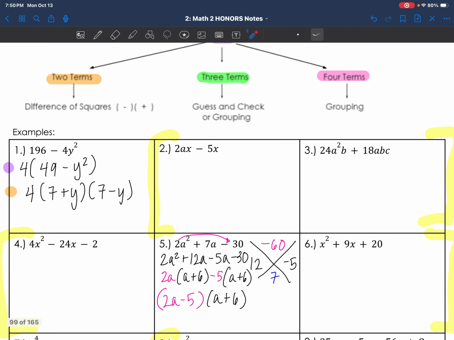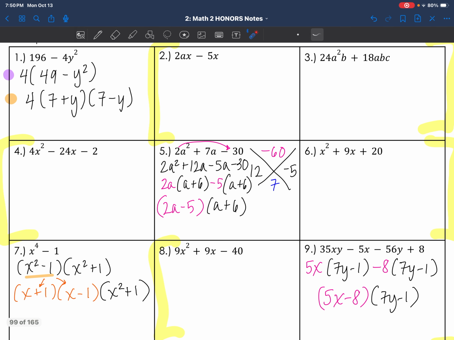Alright, this one has 1, 2, 3 terms, so we can either do guess and check or grouping. And then for this one, I did a times c, so I got negative 60, but it has to add to equal positive 7. So what I did is I said 12 and negative 5 would multiply to give you that, but combine to give you that. So I broke that up into 12a minus 5a, and then I brought the rest down.